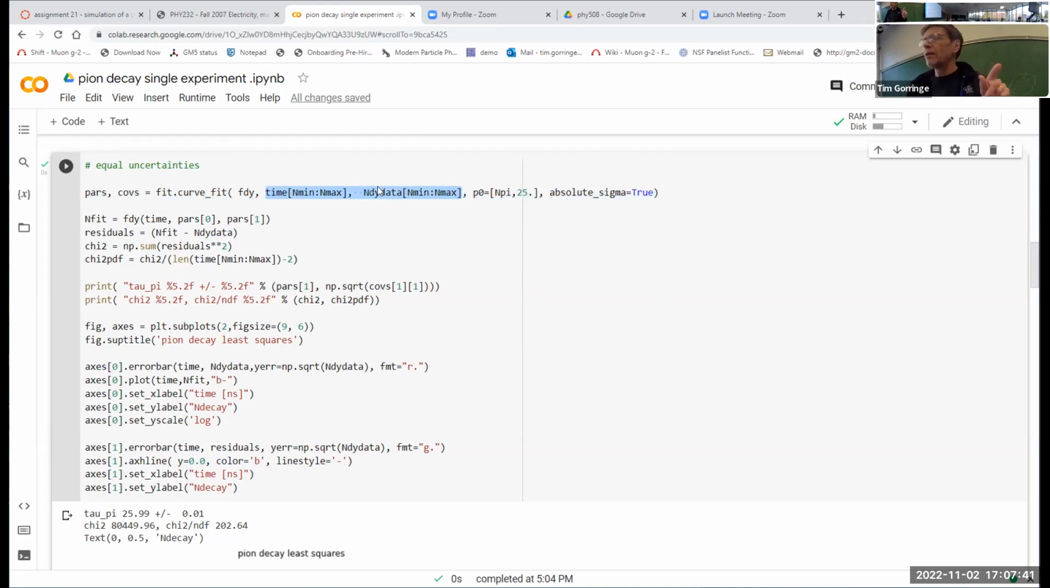Here are the independent and dependent variables. The time is our independent variable, and the number of decays is our dependent variable. And here's where I sliced the times and sliced the decays so that I could fit just a region of the time spectrum, if I wanted to. I'm not really doing it here, but I'm building in that flexibility to use n-min and n-max.